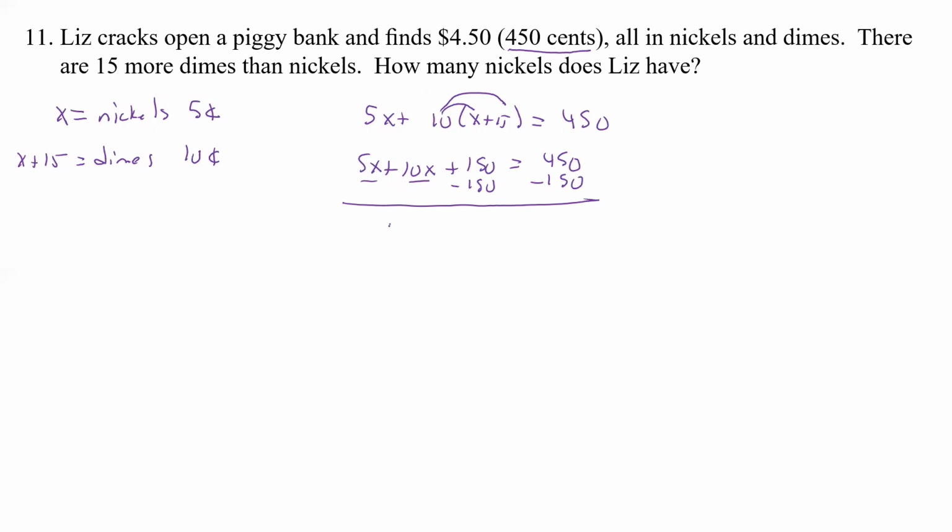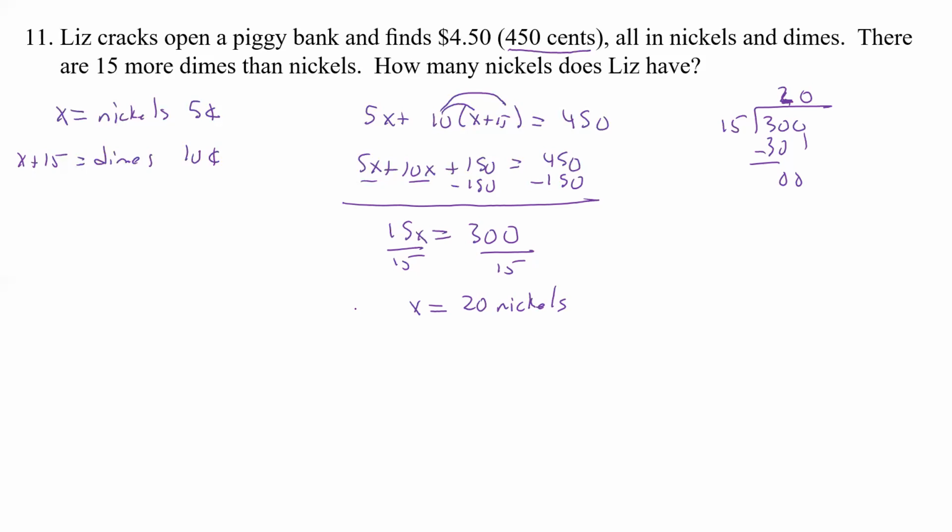So 5x plus 10x is 15x equals, and we subtract that, that looks like it's going to be just 300. Now if we divide by 15, x is equal to, well, 15 goes into 300 how many times? 2. That'll give us 30. That's a 2, not a 3. And so subtract that, that's 0. So it looks like x is equal to 20 nickels. And x plus 15, that means 35 dimes.